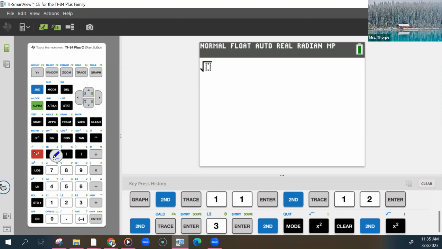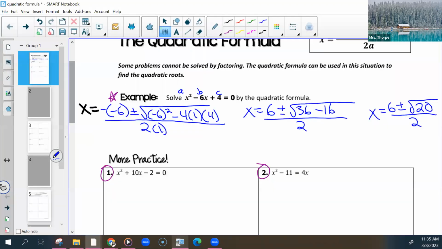So if we don't get a whole number, we can just leave it as is. But we have to separate it, the plus and the minus, and write them as two separate answers. In set notation, the least comes first. So 6 minus the square root of 20 all over 2, and then 6 plus the square root of 20 all over 2.